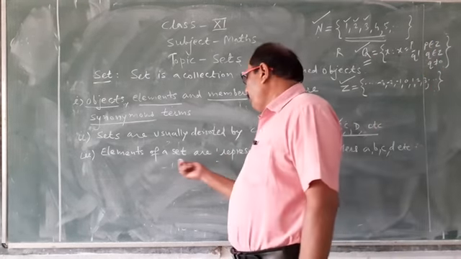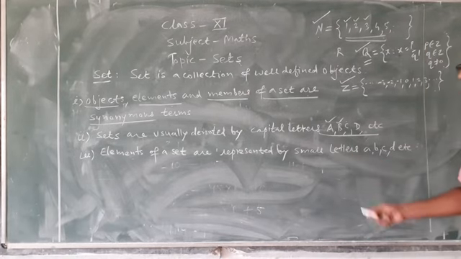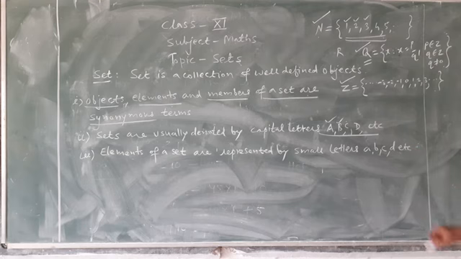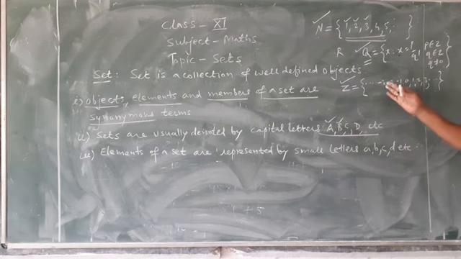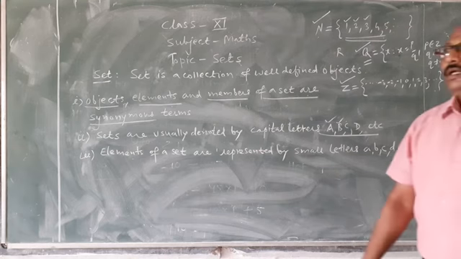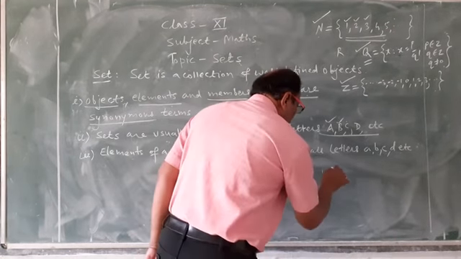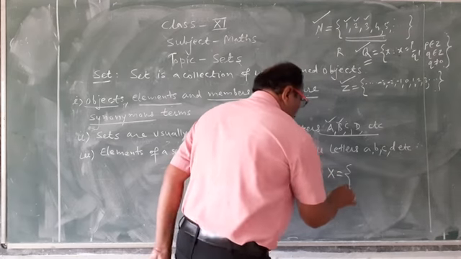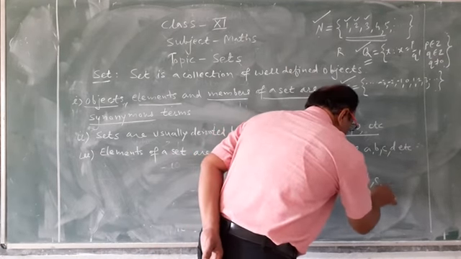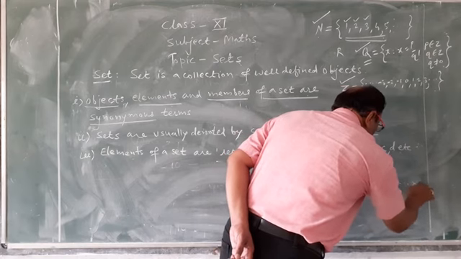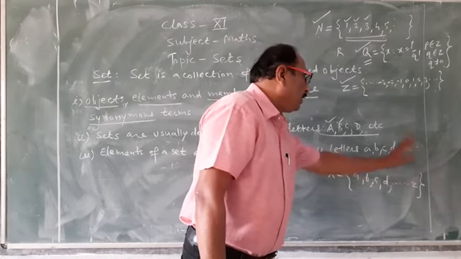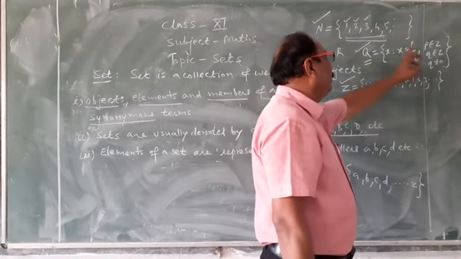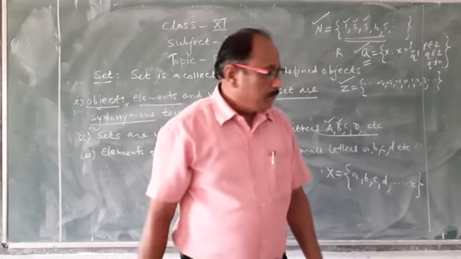Third one is elements of the set are represented by small letters a, b, c, d like this. Elements of a set means these are the elements 1, 2, 3, 4, 5. These are the elements -3, -2, -1, 0, 1, 2, 3. Suppose set of English alphabets: a, b, c, d like this up to z. Means we write the elements by small letters.